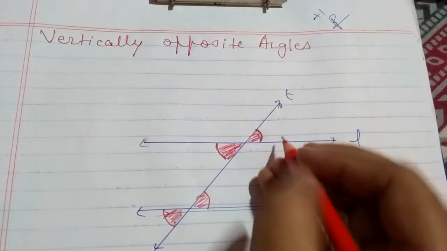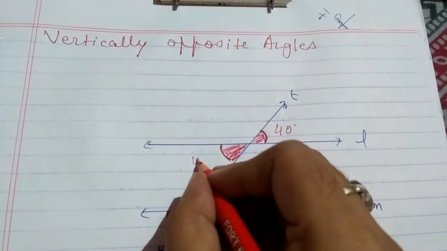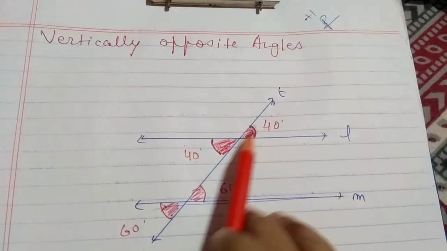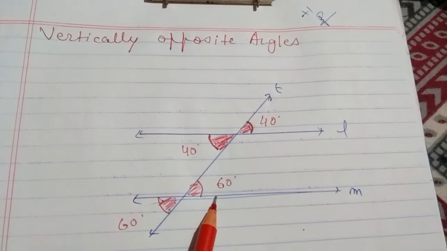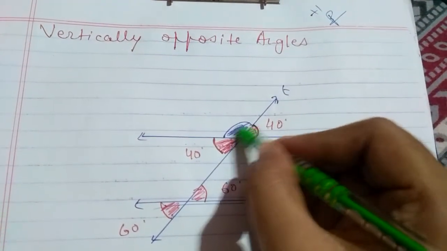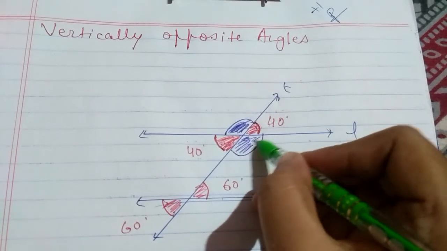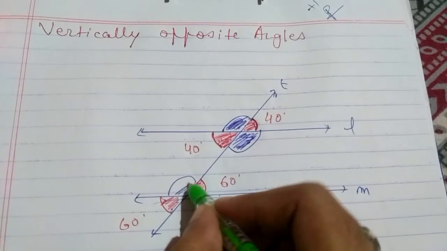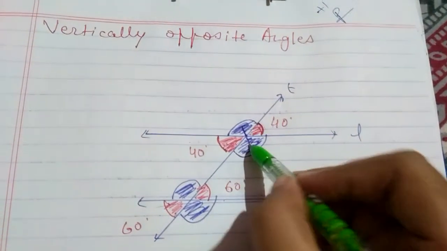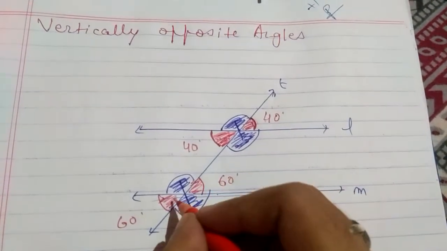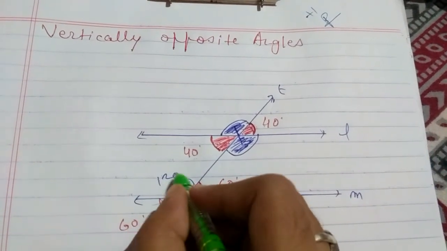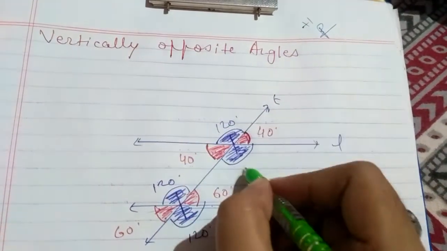Both angles are equal. Suppose this one is 40 degrees, so this should be 40. If this one is 60 degrees, then this one should be 60, because both angles are equal. This is known as vertically opposite angles. Here also these are vertically opposite angles, and these both are equal. Suppose this one is given as 120, then this one should also be 120.